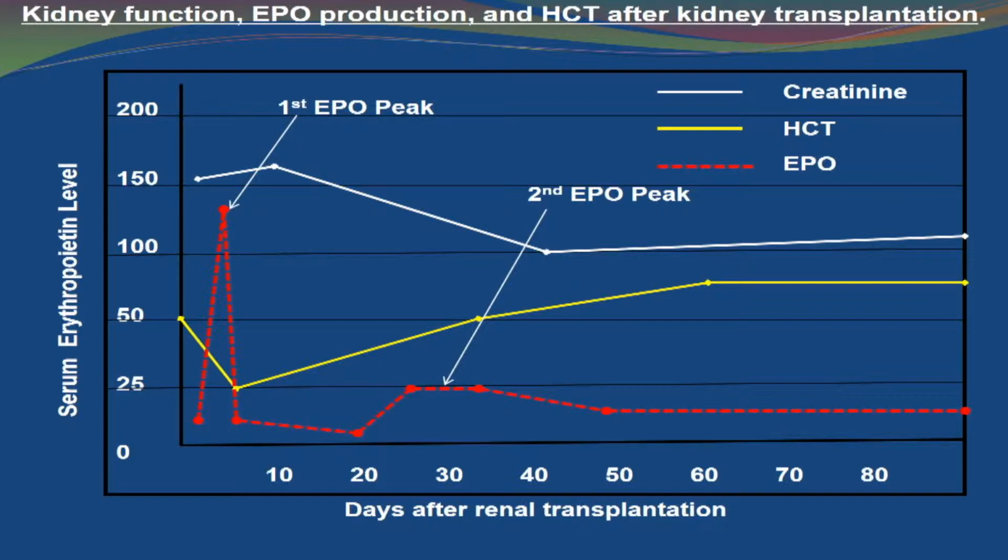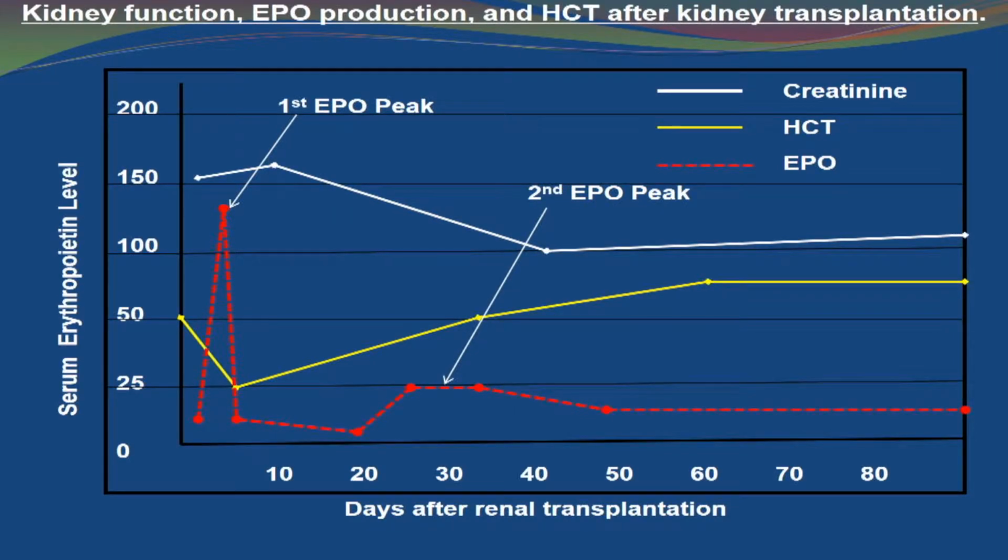So I can show that you can see that the first erythropoietin peak is associated with a decline in hemoglobin in the first 2 weeks of transplant as a result of ineffective erythropoiesis. But the second erythropoietin peak is associated with a gradual increase in hematocrit that reaches a peak of up to about 33% between the second and third months of the transplant period.